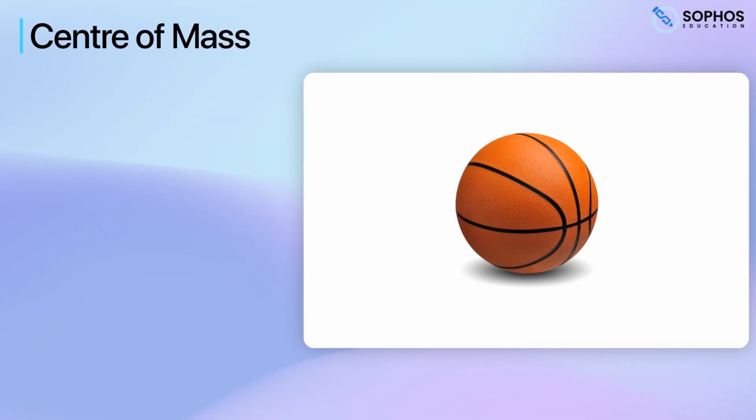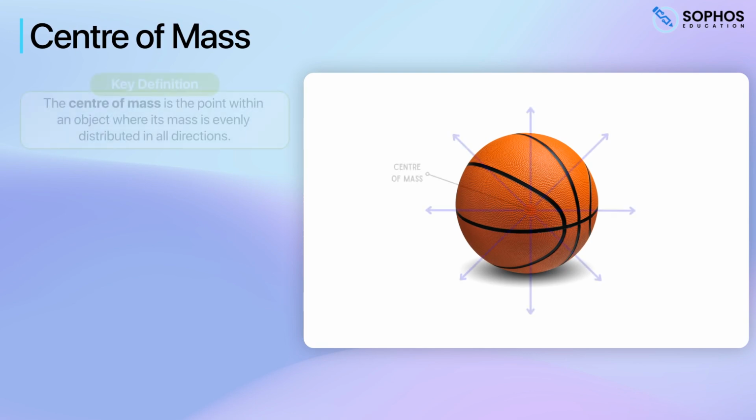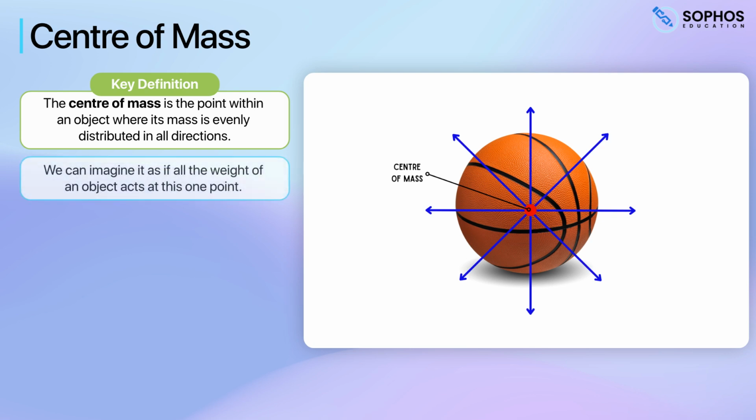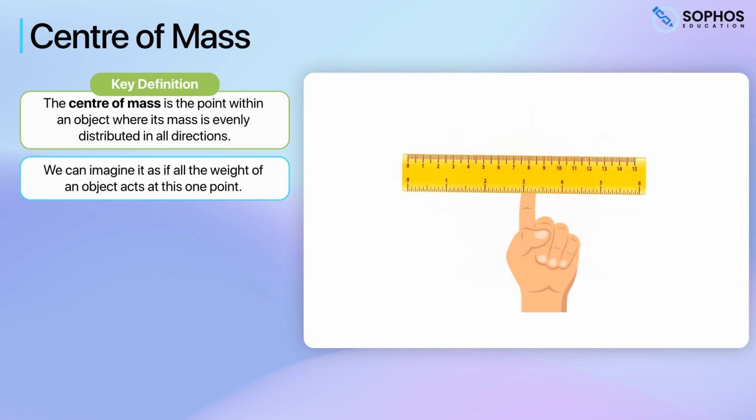Now let's explore the concept of the center of mass. The center of mass is the point within an object where its mass is evenly distributed in all directions. It's as if all the weight of an object acts at this one point, simplifying our understanding of how gravitational forces affect the object. Think about when you balance a ruler on your finger.